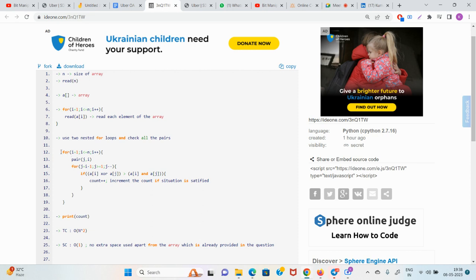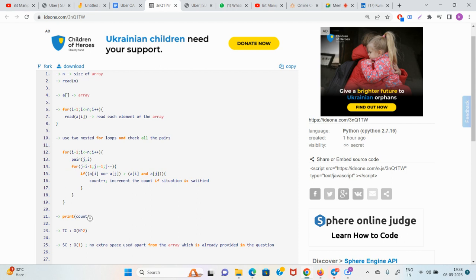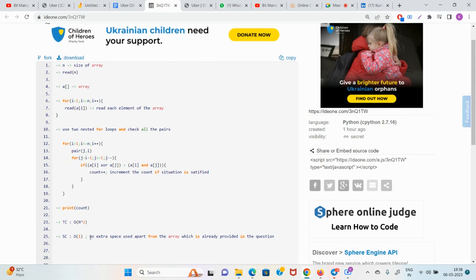See, I am using two for loops, one inside another. So this is going from 1 to n, and this also can go max from n to 1, right? So for each iteration, another n iterations can happen. So this is n into n. So the time complexity is n square. And the space complexity, guys, we are using no extra space.